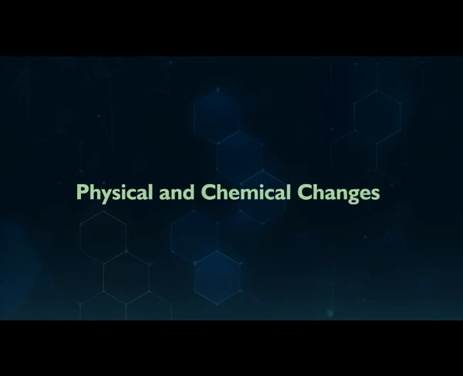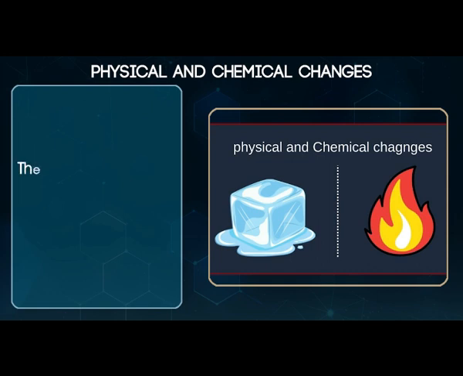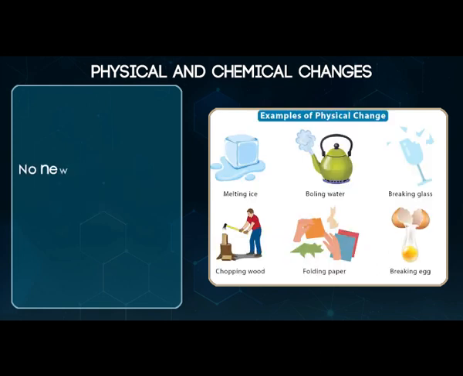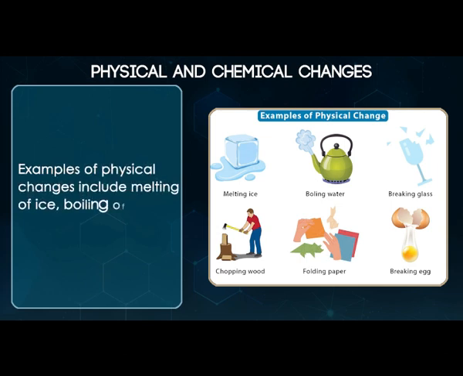Physical and chemical changes. The lesson covers physical and chemical changes. Physical changes involve a change in state, shape, or size. No new substance is formed in a physical change. Examples of physical changes include melting of ice, boiling of water, and crushing of a rock.